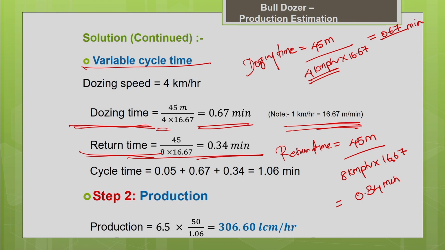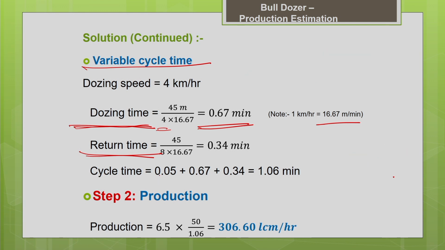Okay. So now your total cycle time you are supposed to calculate. Total cycle time is nothing but your maneuver time. Maneuver time is your fixed cycle time 0.05 and the dosing time 0.67, return time is 0.34. Add everything, you will get 1.06 minute. That is your cycle time.